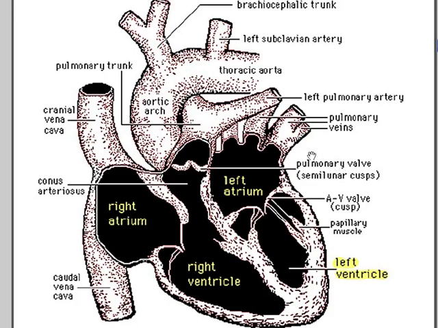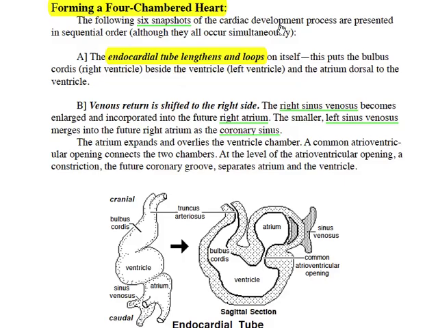During development, then, the simple tube must transform into a four-chambered heart, all the while functioning to pump blood from the veins into the arteries. The process of forming a four-chambered heart from a simple tube is challenging to envision. We will approach it by looking at 6 snapshots of cardiac development.